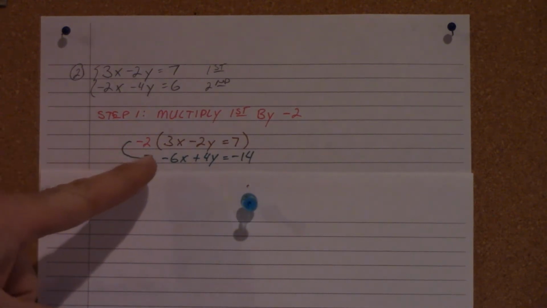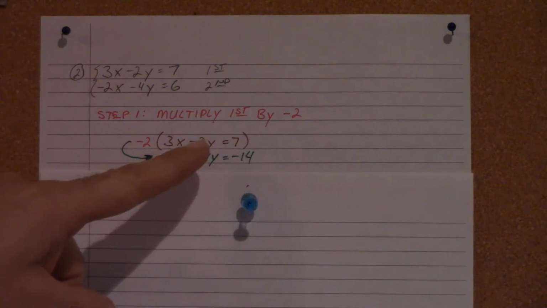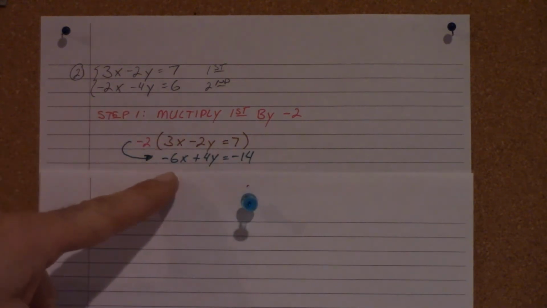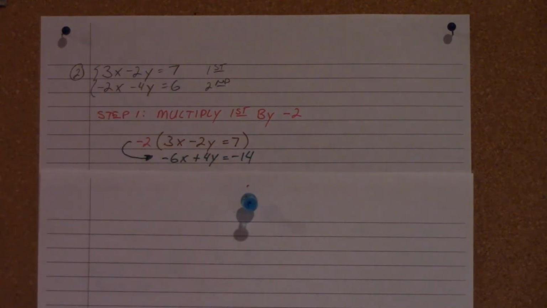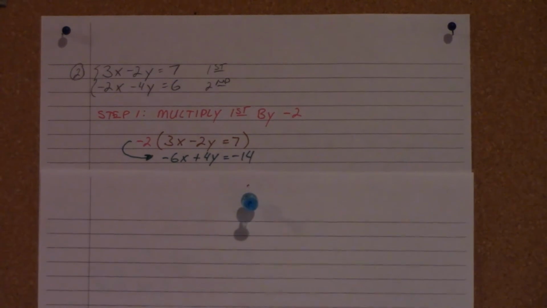Negative 2 times 3x minus 2y equals 7 gives you negative 6x plus 4y, because remember, negative times a negative is positive, equals negative 14. That's your new equation for the first equation by just multiplying by negative 2.